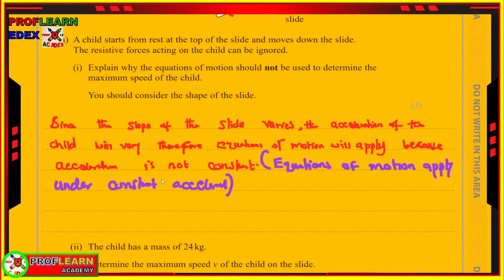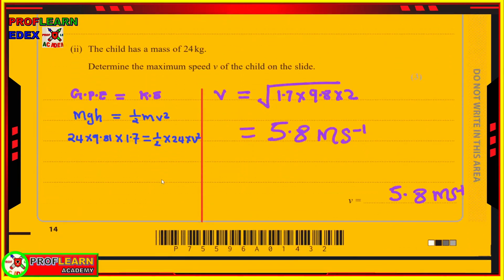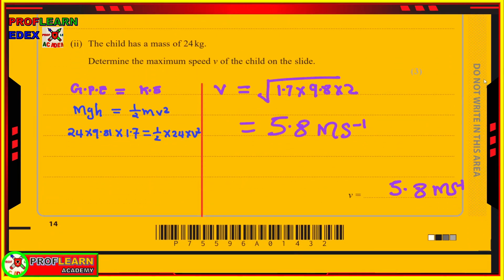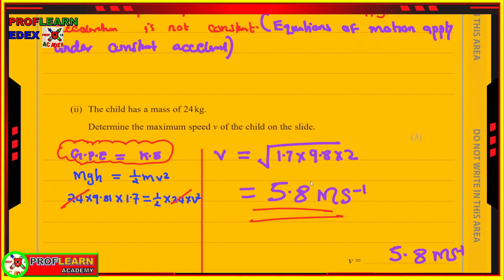The next bit, we are told to determine the maximum speed of the child. To do that, we are going to use the law of conservation of energy. Energy can be converted from one form to another, from potential energy to kinetic energy. And potential energy, mgh, is equal to a half mv squared. You can see even without being told, you're able to cancel the mass. Rearranging this, we're going to get our answer.